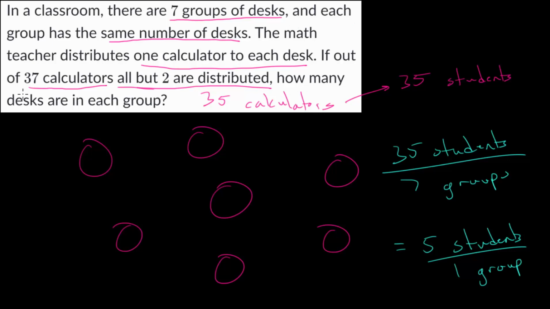So to answer the question, how many desks are in each group? That would simply be 5.